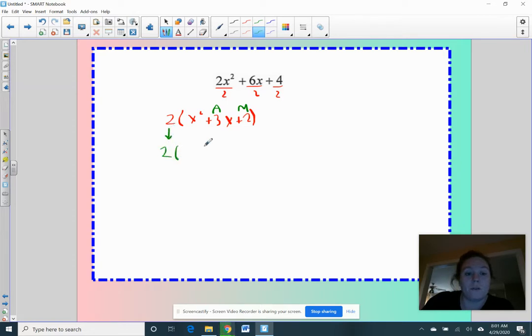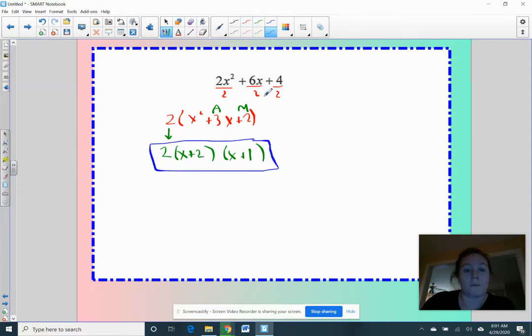I'm going to do my two sets of parentheses. X, X, and so my numbers are 2 and 1. So I'm going to write plus 2 and plus 1. And this is my final answer. The only extra step I'm adding today is before you start figuring out two numbers that multiply and add, you have to find a GCF.